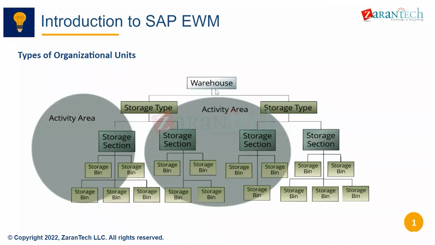So in the warehouse, these are the mandatory entities: warehouse number, activity area, storage type. Then you will have the storage bin and so on. These are the mandatory entities which you must have to run picking, put away, or any activity in the warehouse. Okay, the storage section is not mandatory.